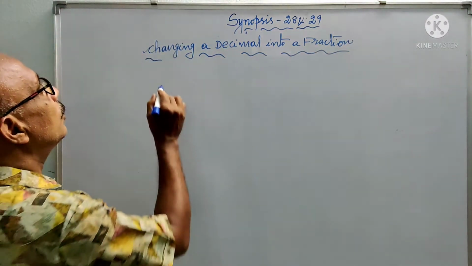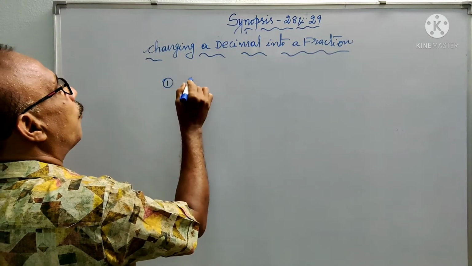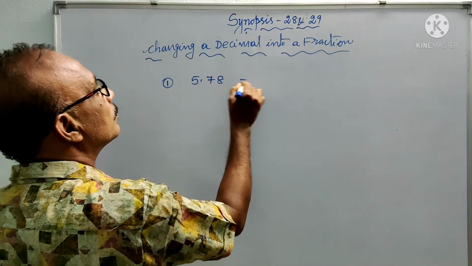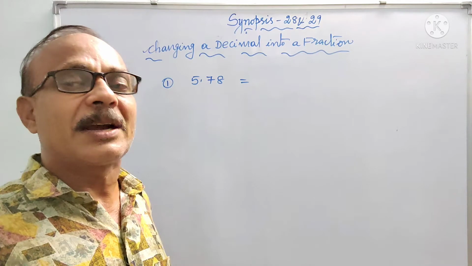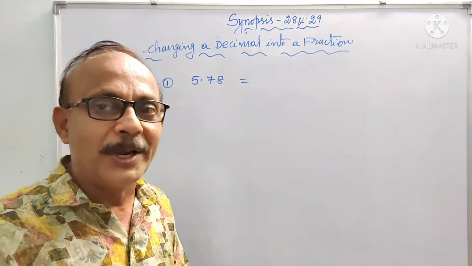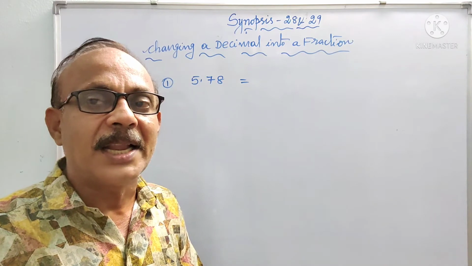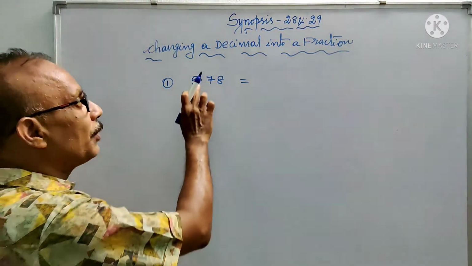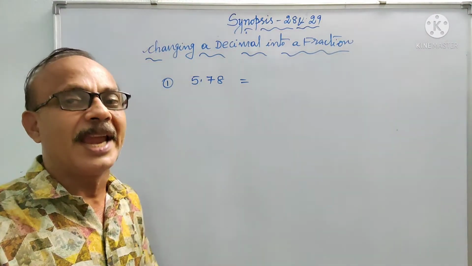Now this also we'll do through examples. Let us see the first one: 5.78. So whenever you want to write a decimal as a common fraction, what you have to do is remove the decimal point and write the resulting numeral as numerator. That is, if you remove the decimal point here, this becomes 578.